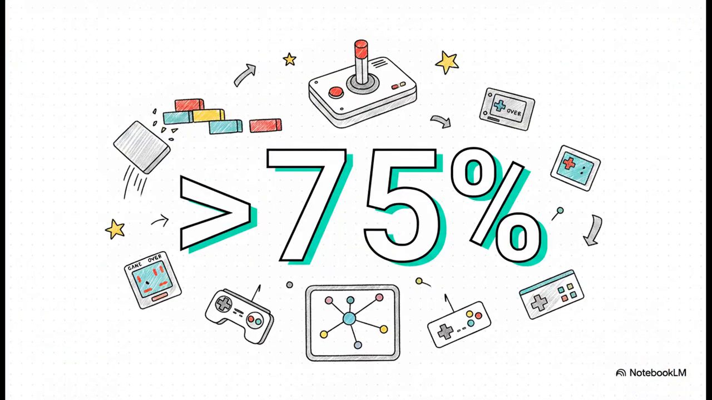And how well did it learn? Was it any good? It became an absolute master. In Breakout and dozens of other classic games, the AI achieved scores that were more than 75% of the level of a professional human gamer, all just by playing and trying to rack up points.